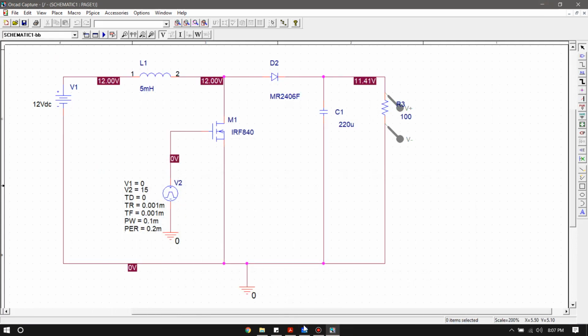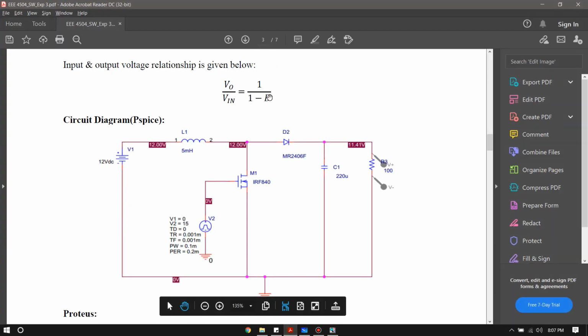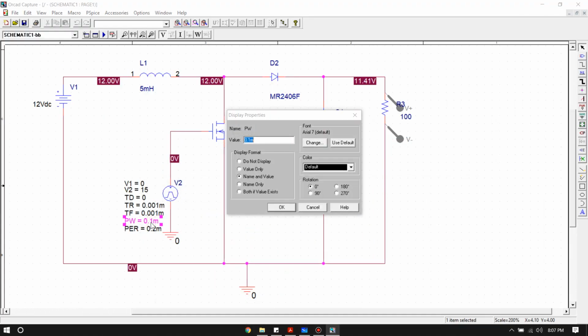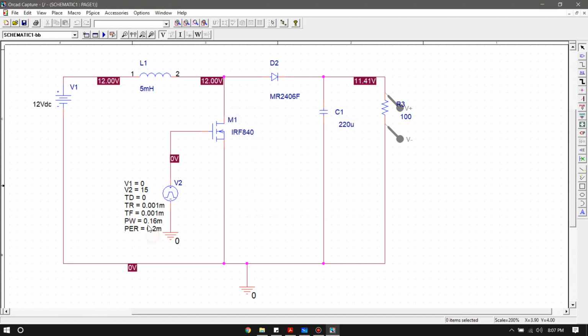And if you look at the equation, you'll see that if we increase the duty cycle, this ratio increases. So the output voltage will be greater as we increase the duty cycle. So if we have a duty cycle of 80%, that will give us an output voltage that is around 5 times the input voltage. Okay, so let's put a value of 0.16 here. That will give us around 80% duty cycle. So we should get around 60 volts in the output.